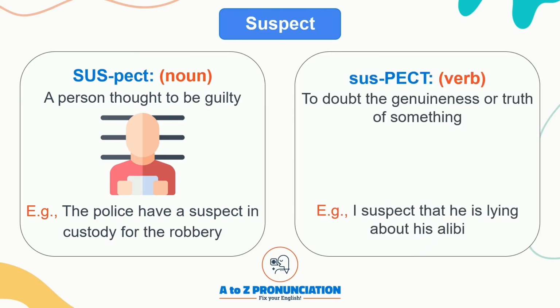Suspect is the stage that the police do before they arrest the suspect. So it's a verb, which means to doubt the genuineness or truth of something. Let's take an example. I suspect that he is lying about his alibi.